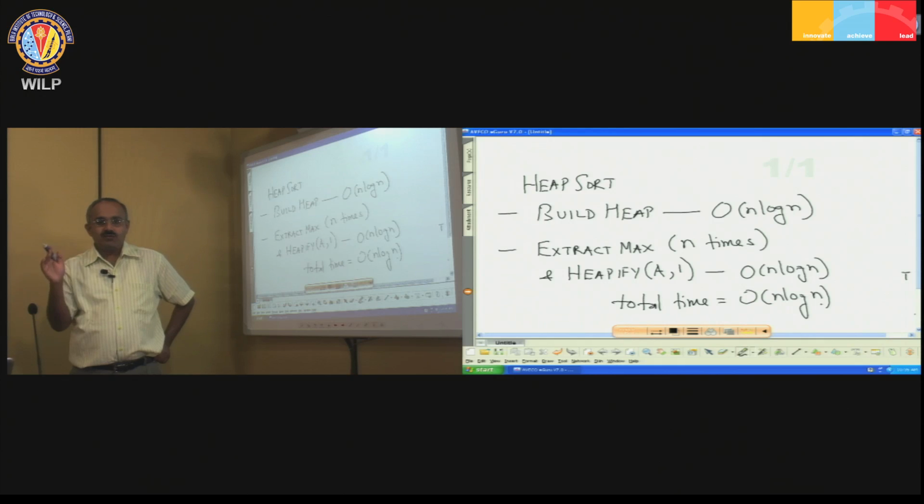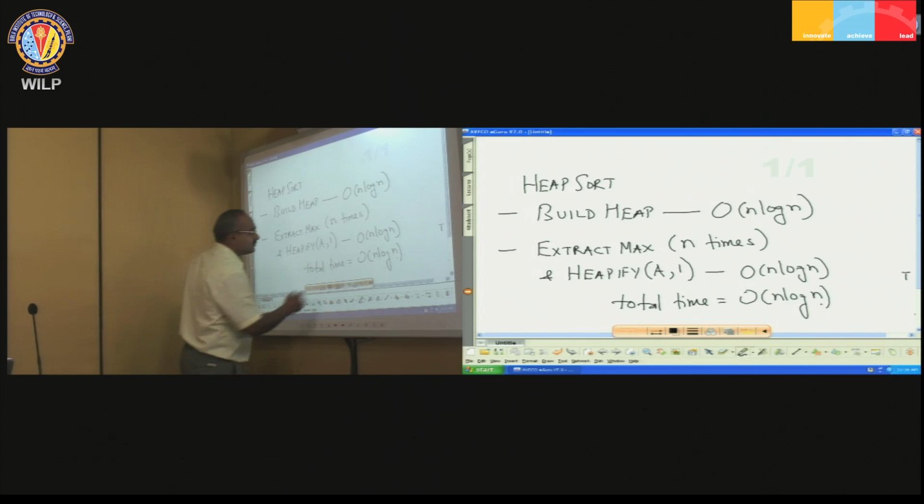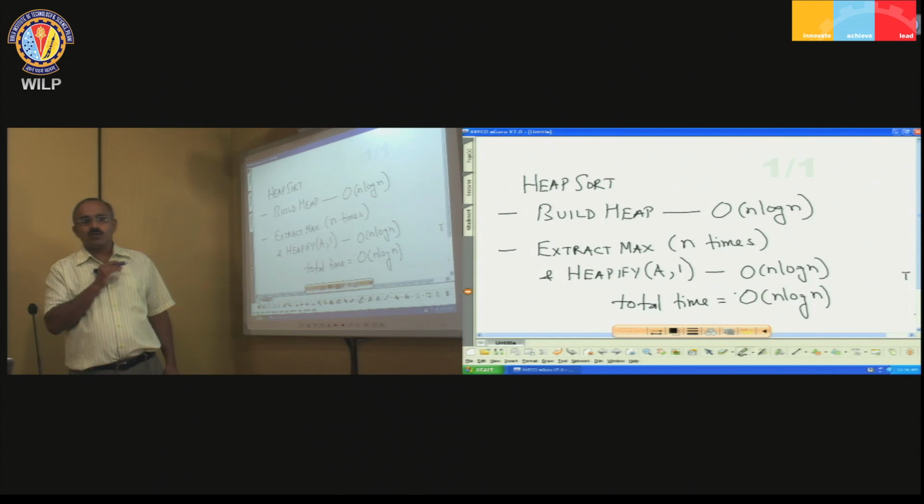Given an input, convert it first into a heap by doing heapify and build heap. Once you have a heap, we know the key at the root is the maximum. Simply extract it, heapify again, extract the root, heapify, do this n times, and what you get is a sorted sequence. So, this is the heap sort algorithm, which basically uses the tree data structure to sort a given sequence.